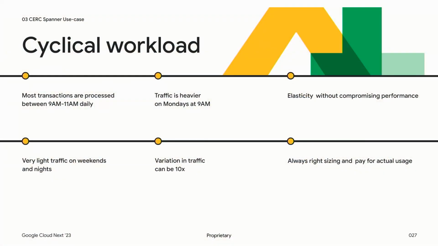Now, CERC has a very cyclical workload. So 9 to 11 a.m. local time is when they see the heaviest traffic. And on Mondays at around 9 a.m., we see peaks. On weekends, there is very little traffic. And sometimes when you look at the graph, the daily variation in the traffic is 10x. So what it means is that you need elasticity from your database without compromising on performance. But this also means that you cannot just throw more resources and over-provision and throw money at it. So you really want a system which is elastic, but you should be able to scale and pay for your actual usage.